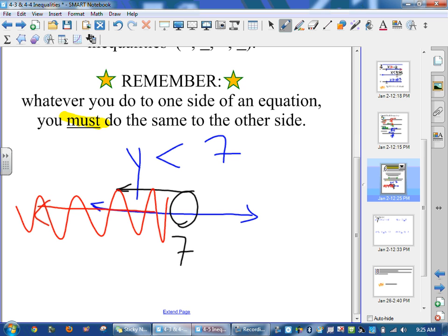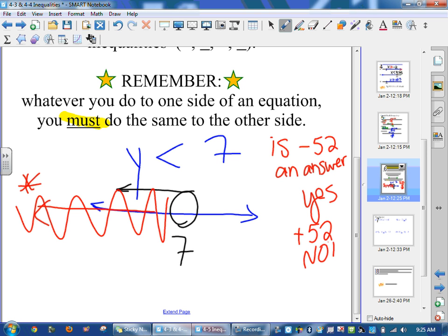So if I said to you, is negative 52 an answer? Yes, it is. You betcha. Because it's way over here on the number line. Is positive 52 a possible answer? No. Positive 52 is not a possible answer because it's way over here on the positive side. And we've always got to stay in the range that the arrow points us. So we can only go in the direction the arrow points.